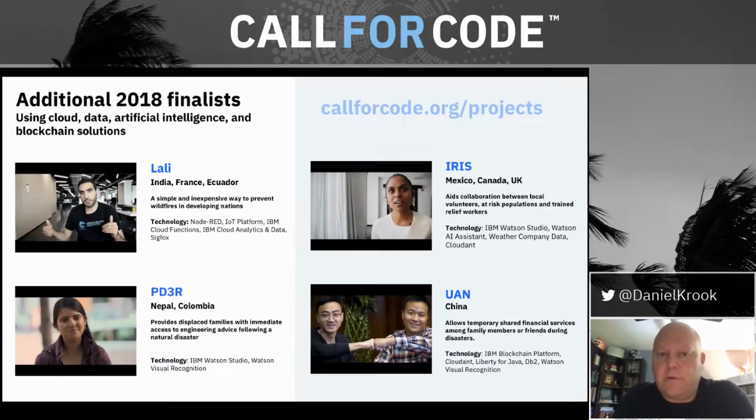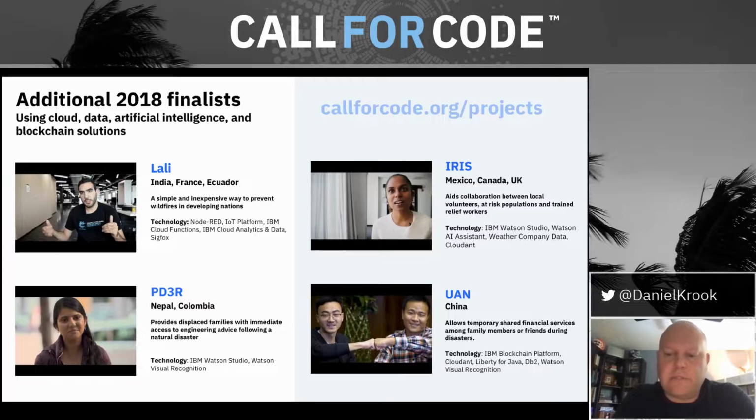So the other teams too, the runners-up last year, had really cool applications. You can learn more about them as well on the callforcode.org site under /projects. So they came from around the world. Some used Node-RED, which is a nice workflow tool for linking services together, particularly getting IoT information. There was another set of applications that use Watson Studio and some of the machine learning tools within there to create custom models that could be used by a visual recognition program, so that they can make decisions based on what they train the model to do.